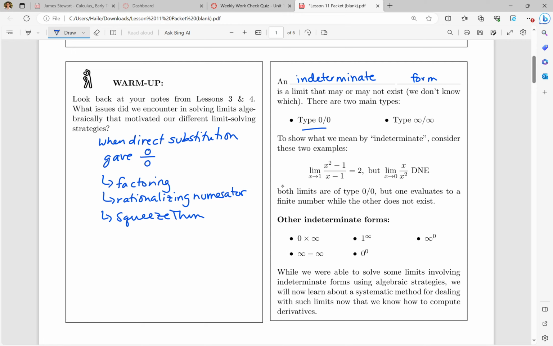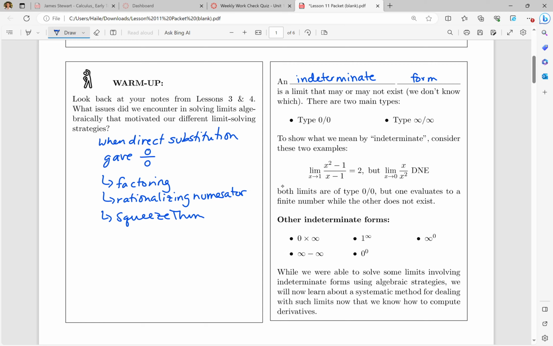To show what we mean by indeterminate, consider these two examples. If we were to solve this first limit with the algebra strategies that we know, we probably want to factor and simplify, and we would get that the answer to this limit is 2, whereas if we looked at the limit of x over x squared as x approaches 0, we'd find that it does not exist.